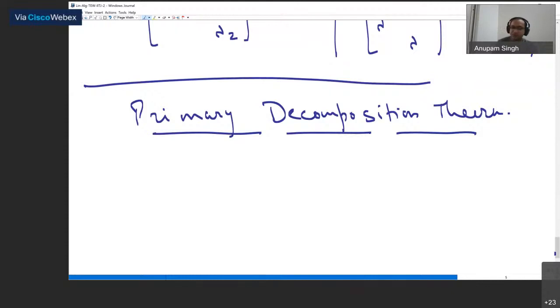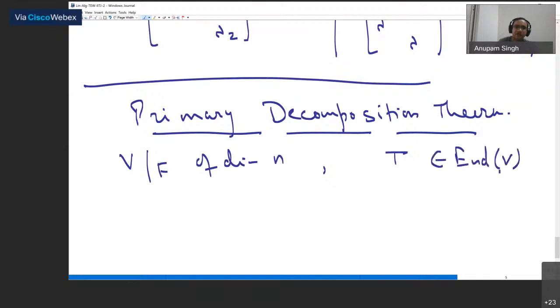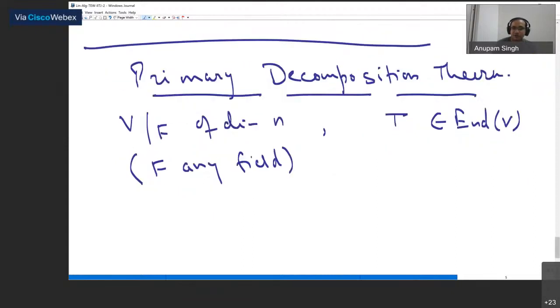So what is the primary decomposition? I begin with, of course, a vector space V over F of dimension n, and I have a linear transformation T in L(V). I'm not assuming here that F is algebraically closed. I can do this theorem over the general case. We'll apply it to an algebraically closed field as a corollary. So F is any field.